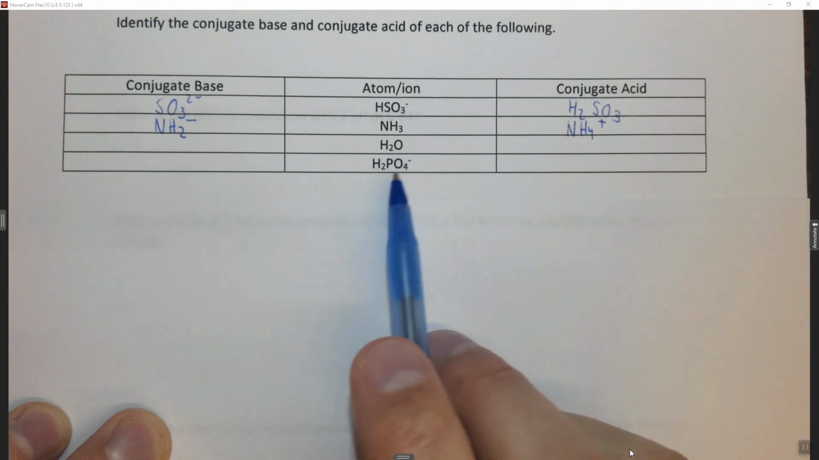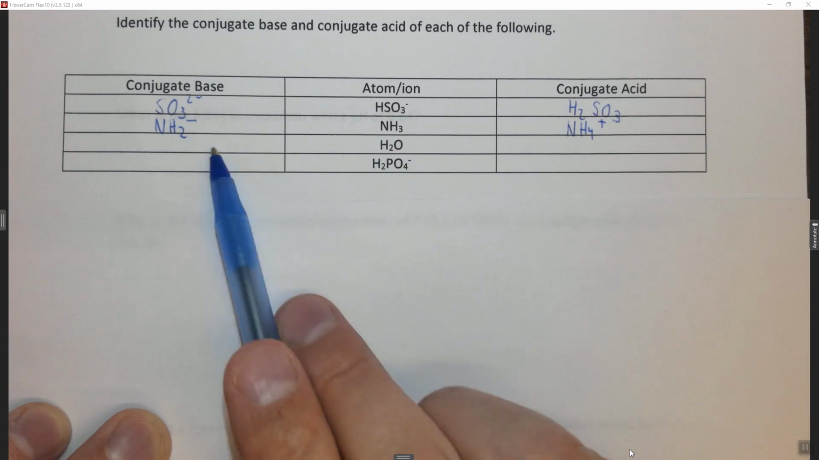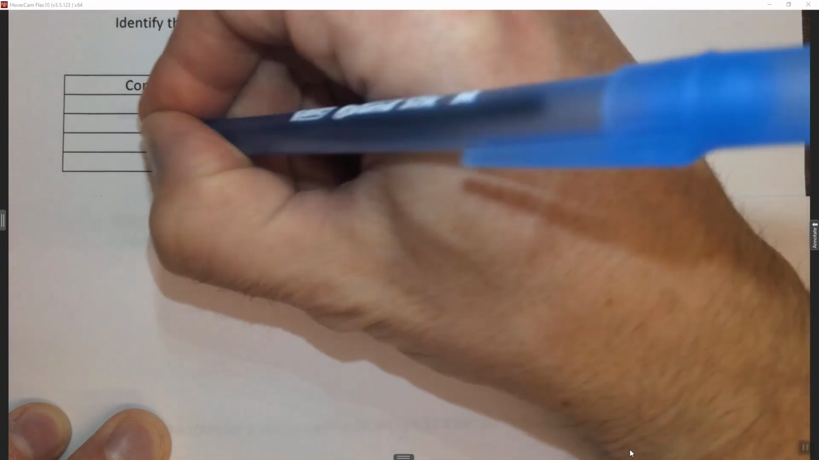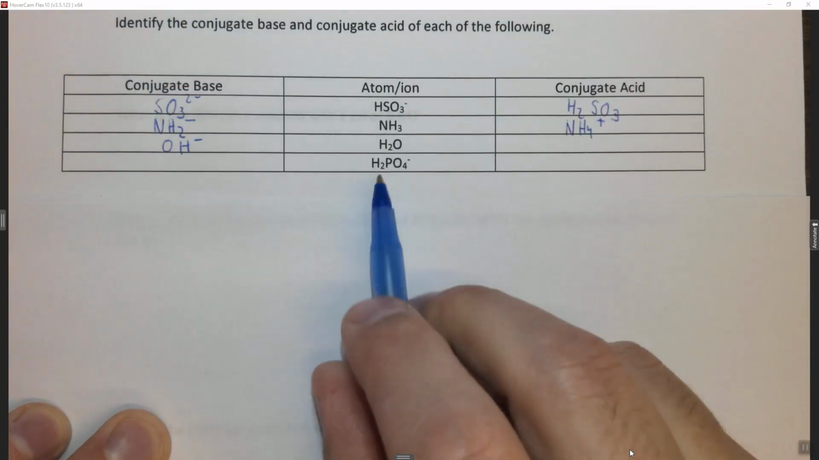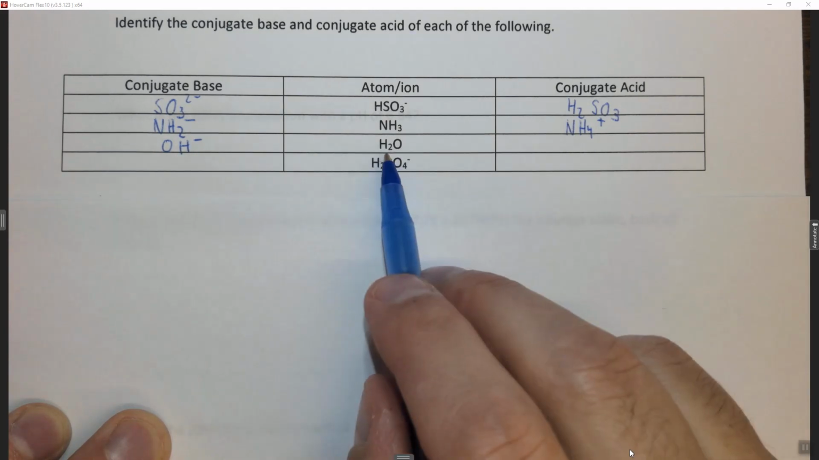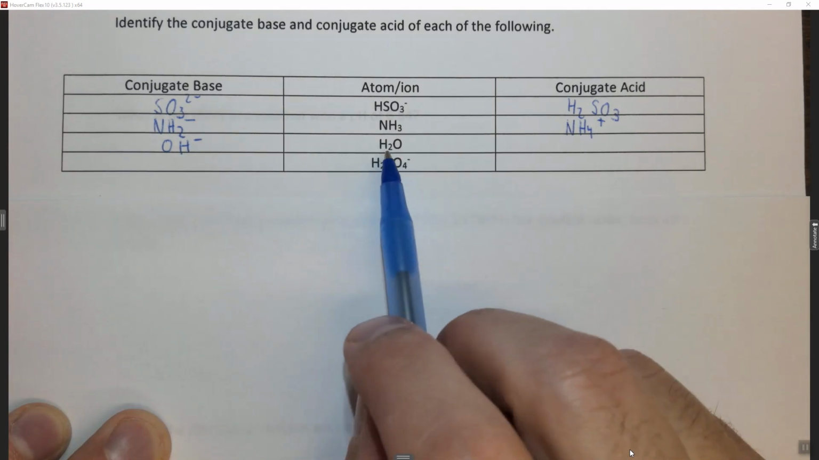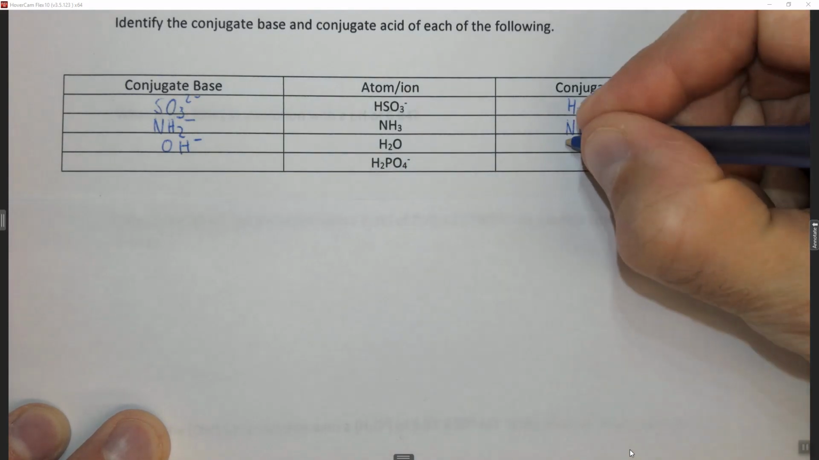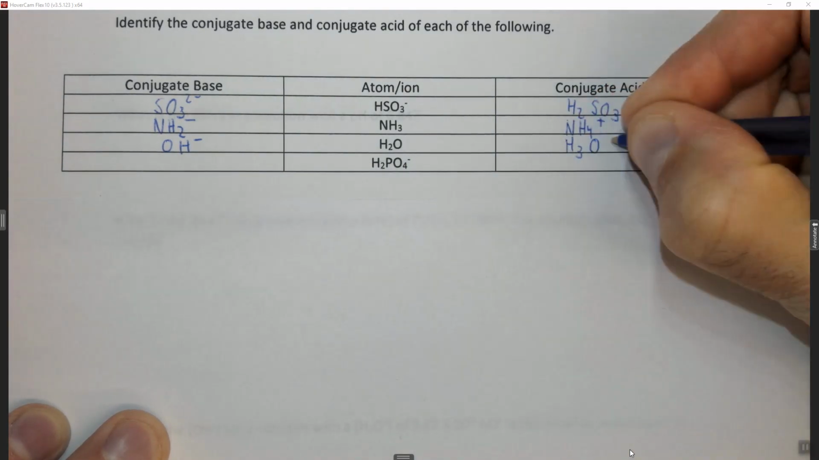H2O. When H2O acts as an acid and we make the conjugate base, we get OH minus. Okay, we don't write that as HO minus, we write it as OH minus. And then when H2O acts as a base and we get the conjugate acid, H3O plus.